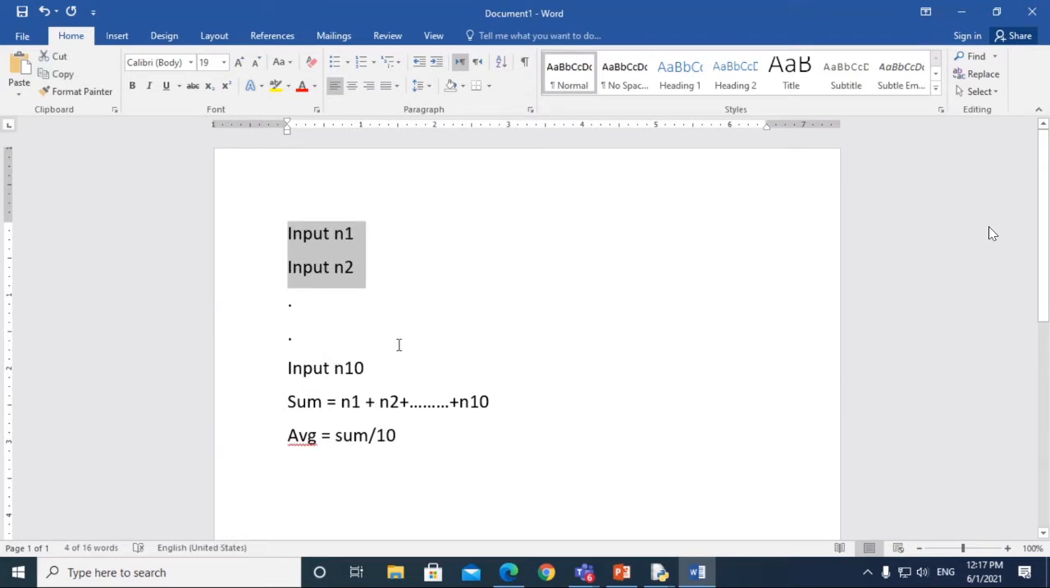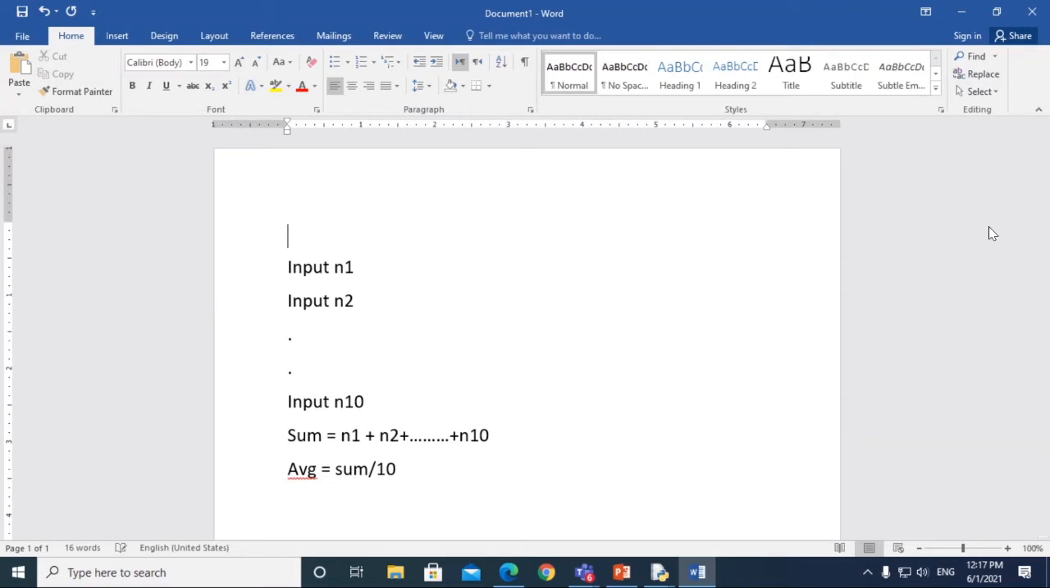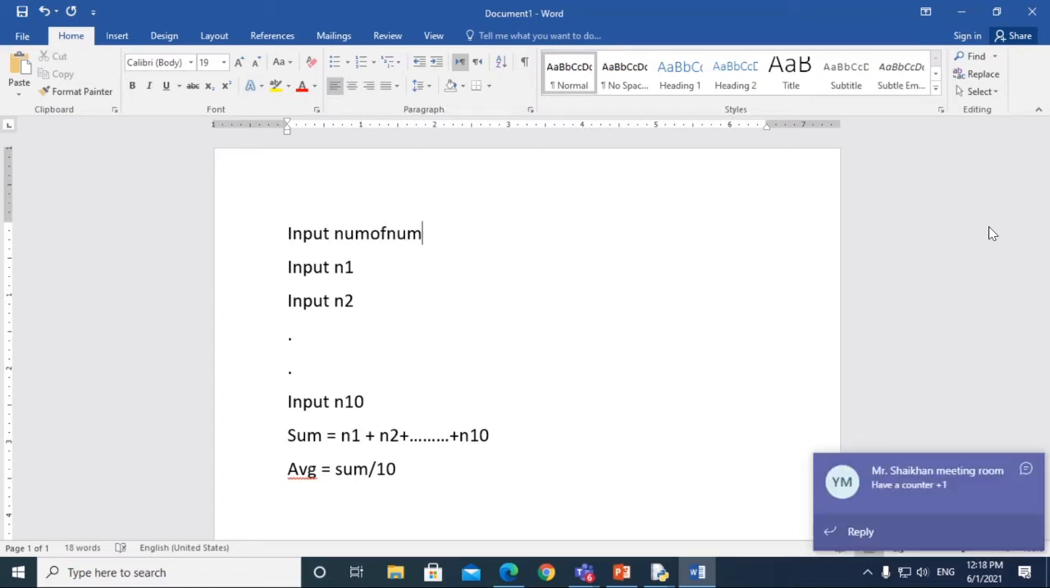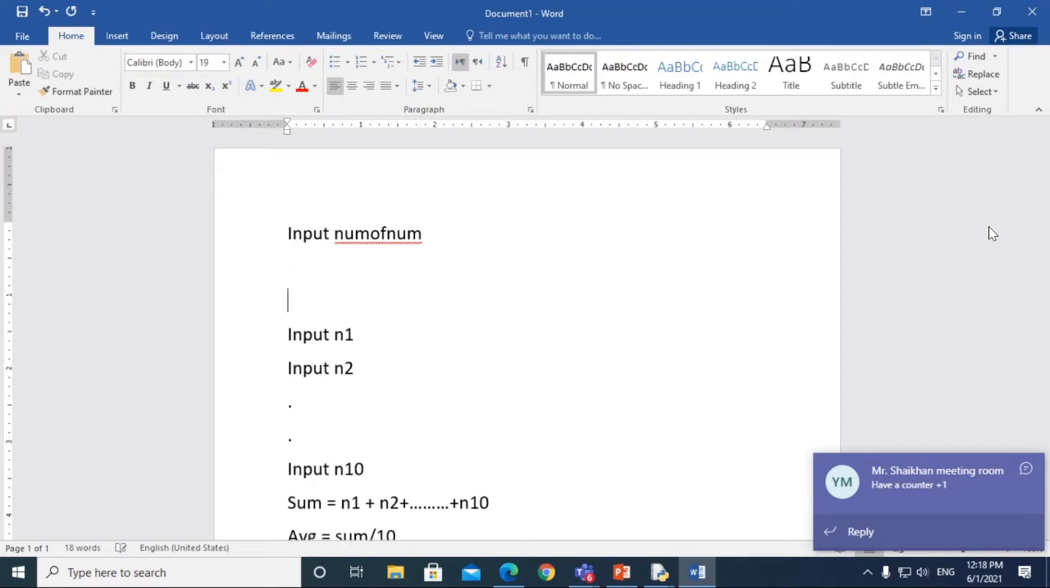So can I think of a solution that will give me the answer for any number? So you will start thinking about a solution. Instead of saying input N1 and so on, it is enough to say input number of numbers. So how many numbers do you want? Exactly, input number.